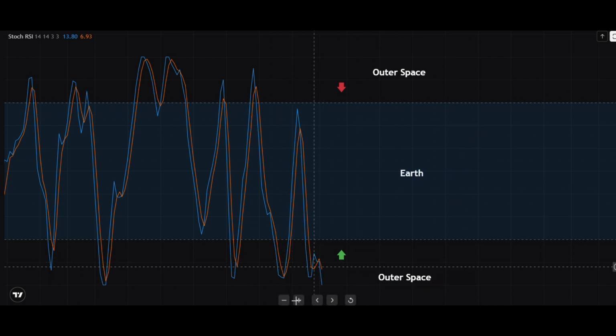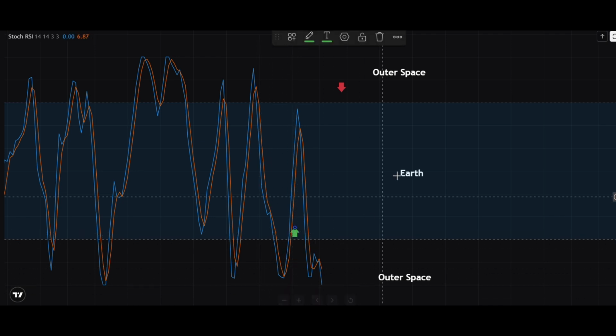So now when you have the stochastics in outer space, these stochastic lines, when they're out of space, you don't really want to take no trade. You want to take a trade when these two lines are doing something like this, when they're coming back into Earth. All right? Look at this blue part, it's just Earth. This is outer space. You don't want to do nothing out of space. You want to wait till it comes back to Earth. That's when it catches the most momentum. You're going to catch a great entry.